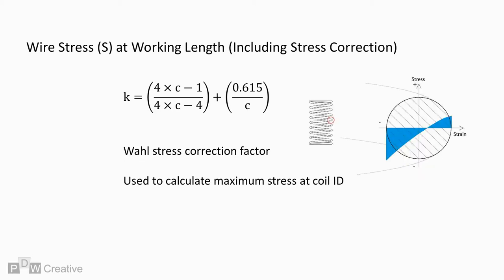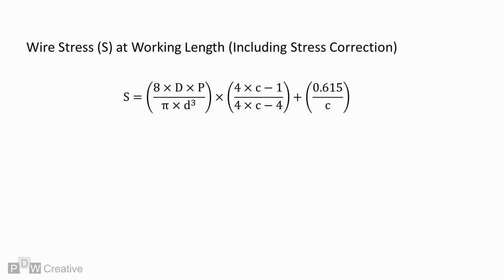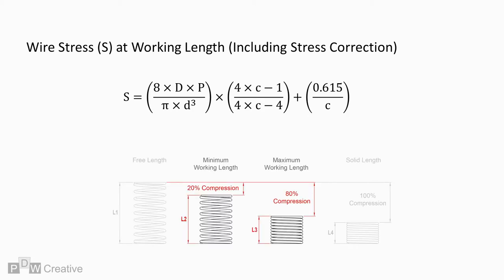Stress appears across the wire cross-section as a combination of shear and torsional stress. Application of stress correction makes allowance for uneven distribution and makes it possible to highlight worst case stress at the ID, as shown in the example image. We need to combine the basic wire stress calculation with the correction factor to determine peak stress. We can apply this formula to find baseline stress at any given working length for the design. We need to focus on the min and max working lengths, as these represent our cyclical loading and unloading limits.